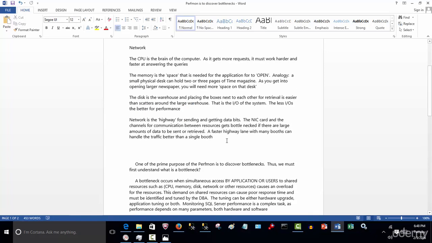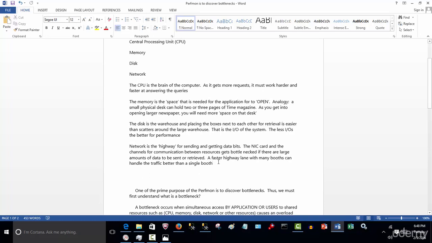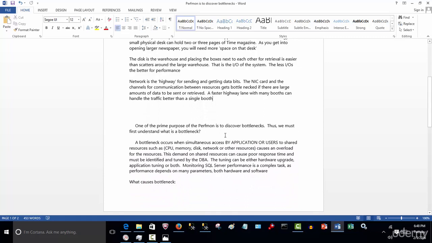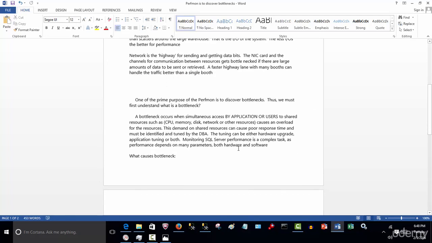I've been talking about bottlenecks, and that's the whole point of SQL Server performance. We're trying to A, prevent bottlenecks, and B, when we do find bottlenecks, decide what the best course of action is. Should we buy faster hardware, or upgrade hardware, or should we tune the applications or the queries that are accessing data? That's the whole idea of server performance, and I'll be demonstrating the best answer to you. Now that we've been talking about bottlenecks, one of the prime purposes of perfmon is to discover bottlenecks. Thus, we must first understand what a bottleneck is, and I think you got an idea, but let me just illustrate it here.